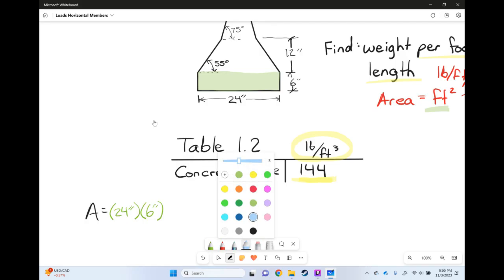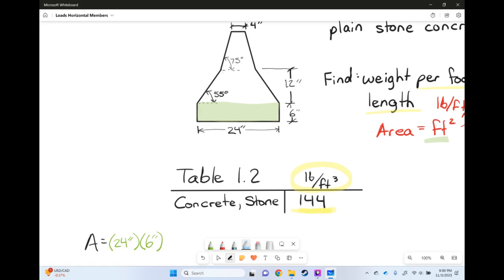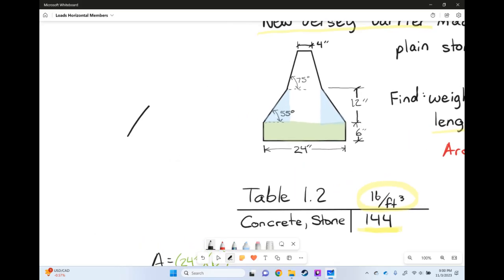Next, we're going to want to find the area of this trapezoid here. I'm going to start by getting this triangle first, and I do know that this is a very symmetric shape, so there are these two triangles here. Let's draw it out and see what we've got. Over here, we have a triangle whose base we don't know. Let's call that X, and this angle is 55 degrees. We do know the height: the height is 12 inches.